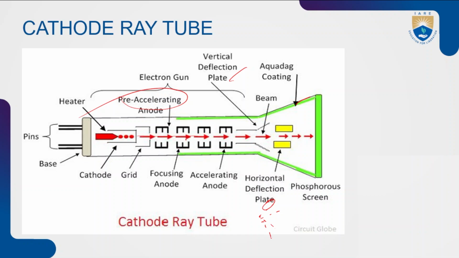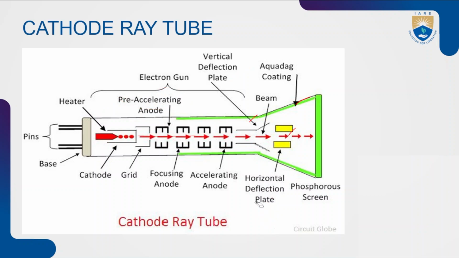And finally, the electron beam coming from the electron gun reaches the vertical plates and horizontal plates. As it reaches the vertical deflection plates, it moves the electron beam spot vertically from top to bottom and bottom to top. Similarly, if it meets the horizontal deflection plates, it moves the beam spot horizontally from left to right and right to left. In this way, we get the output waveform on the CRT screen. With the help of the aquadag coating present on the phosphor screen, we are able to see the waveform on the screen. This is about the cathode ray tube.